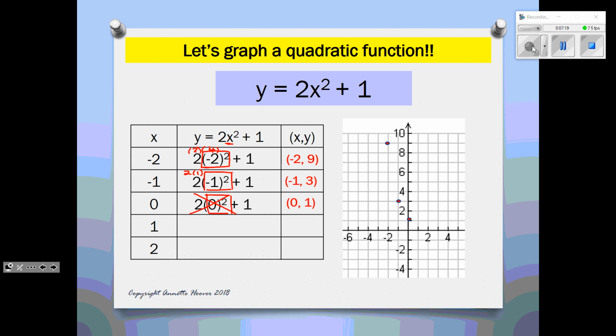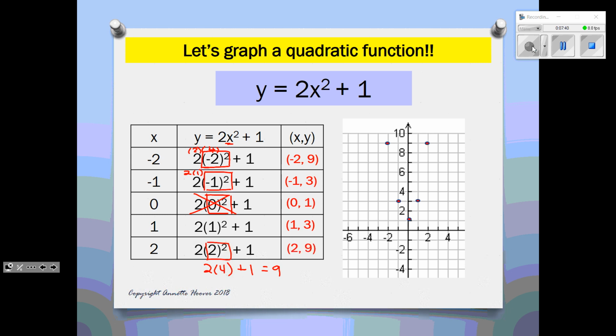If we plug in 1, we do 1 squared, which is 1, times 2, plus 1, and we get 3. We plug in 2, we have 2 squared first. 2 squared is 4. So we have 2 times 4 plus 1, which is 9. So our ordered pair is 2, 9.